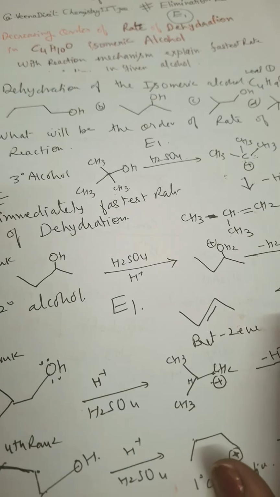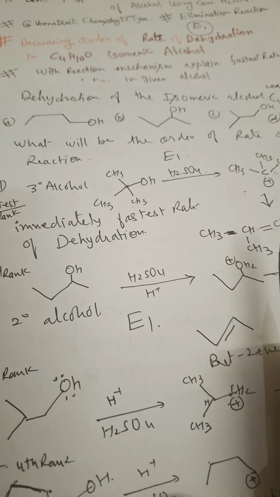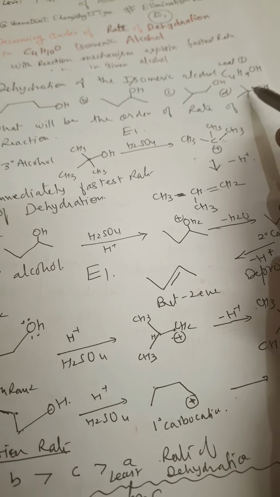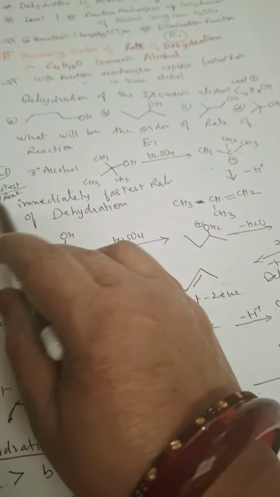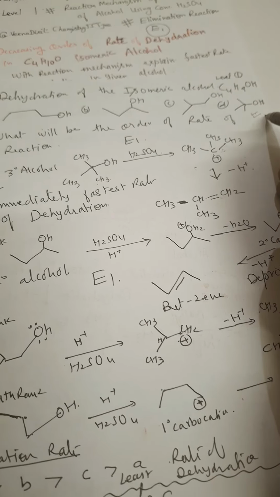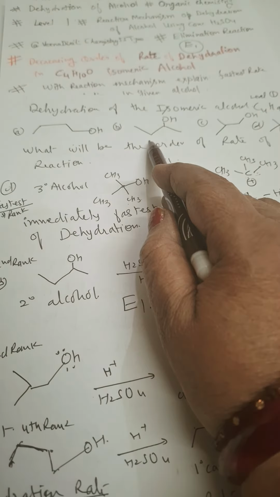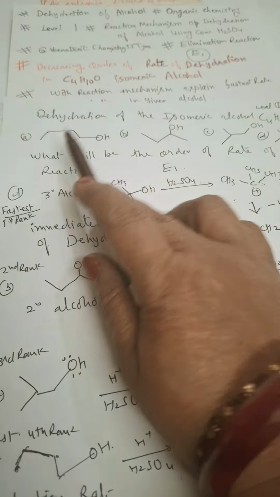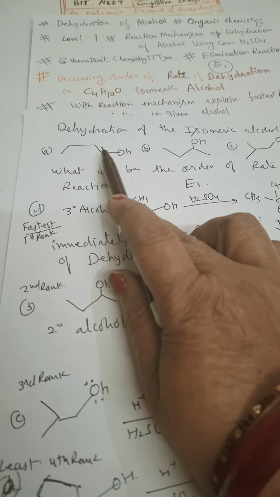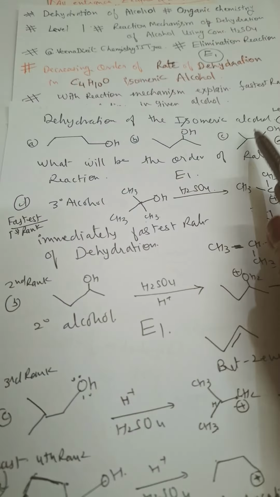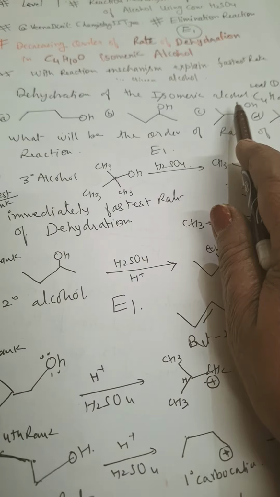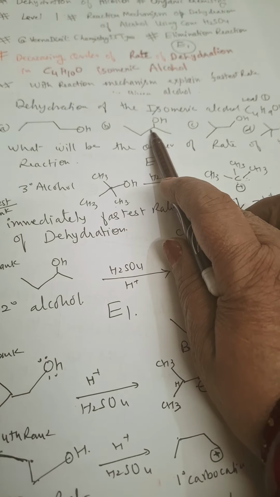This goes through an E1 reaction mechanism, and we know the very basic fact that 3 degree carbocations are more stable. So this gets first ranking. This has the fastest rate of dehydration, and then 2 degree carbocations are more stable as compared to 1 degree carbocations. This will give you a 1 degree carbocation. This is 1-butanol. This is isobutyl alcohol. So these are 1 degree alcohols, this is a 3 degree alcohol, this is a 2 degree alcohol.